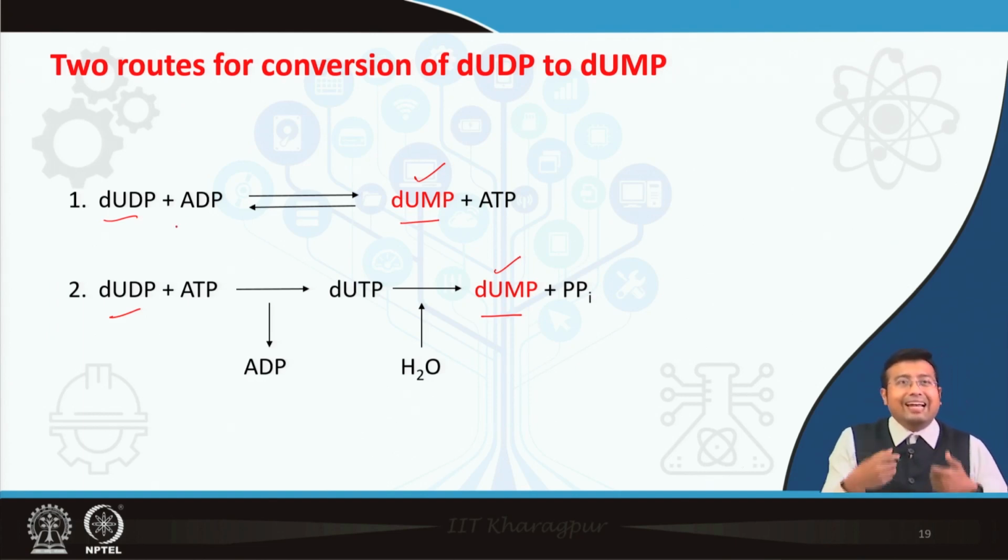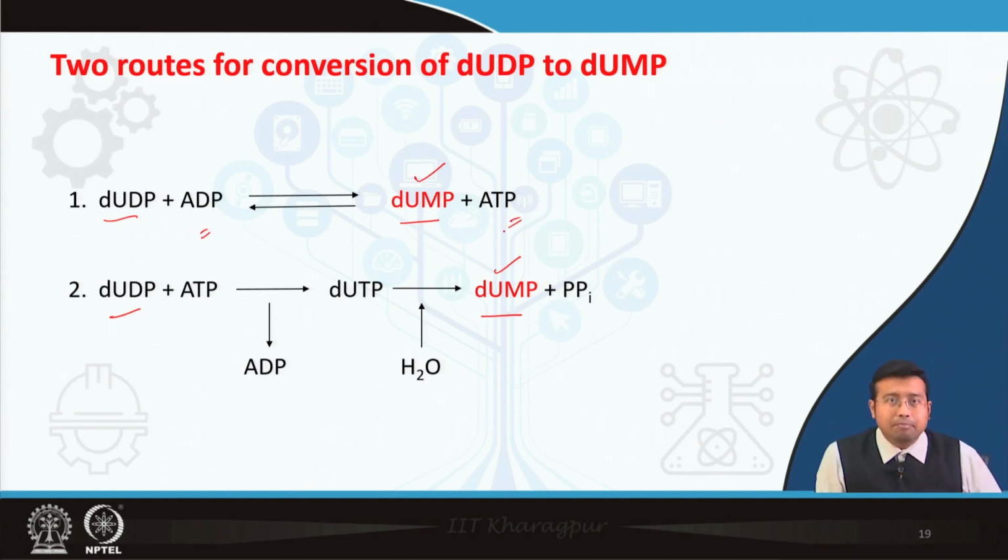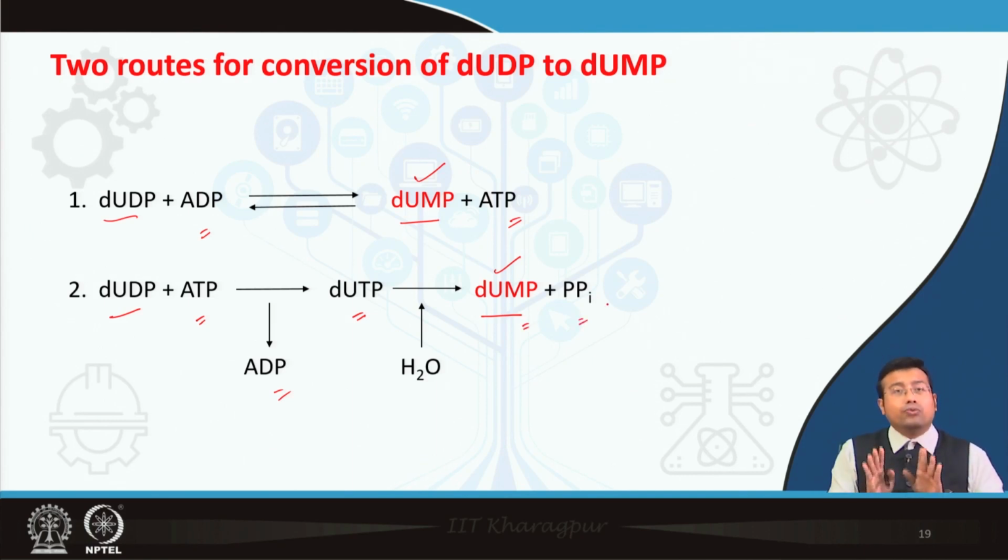Number one, an ADP molecule can combine with dUDP, and it forms dUMP plus ATP. The second way, where dUDP combines with ATP to form dUTP and ADP, and in the second step dUTP gets hydrolyzed to form dUMP and pyrophosphate. So these are the two ways how we can generate dUMP in our system.